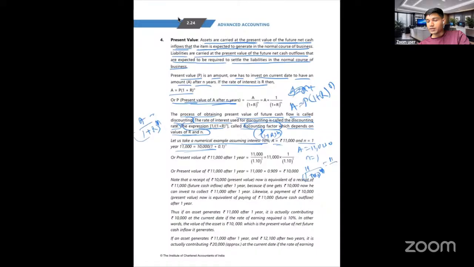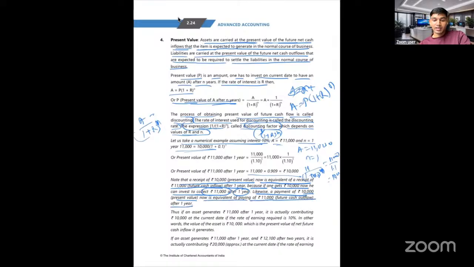So 11 is equal to 10 into 1.1, that is 11,000. So that is the 10,000. Note that the receipt of rupees 10,000 present value now is equivalent to the receipt of 11,000 future cash inflows after 1 year, because if one gets rupees 10,000 now, he can invest it to collect rupees 11,000 after 1 year. Likewise, a payment of rupees 10,000 present value now is equivalent to paying rupees 11,000 future cash outflow after 1 year.